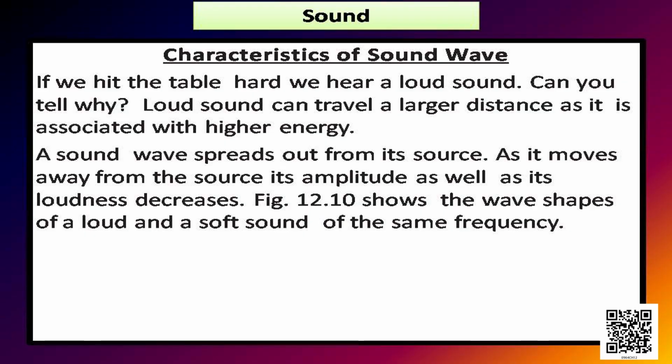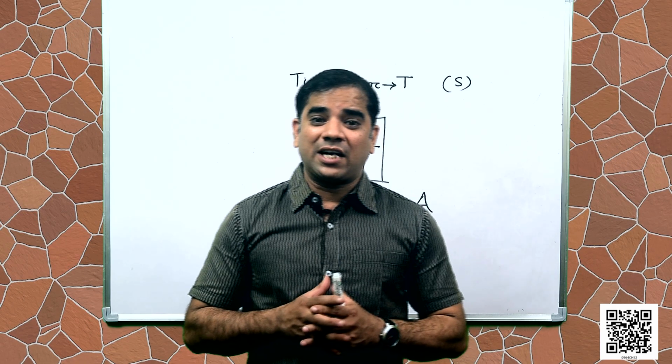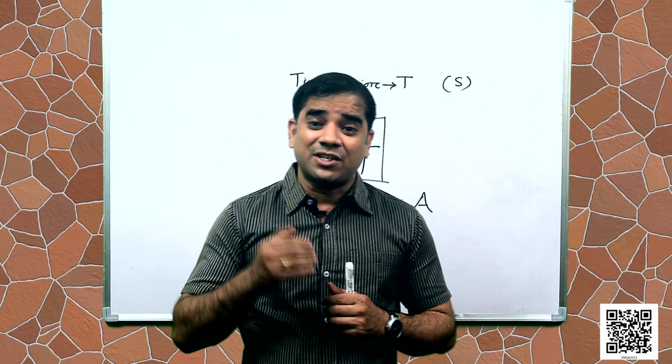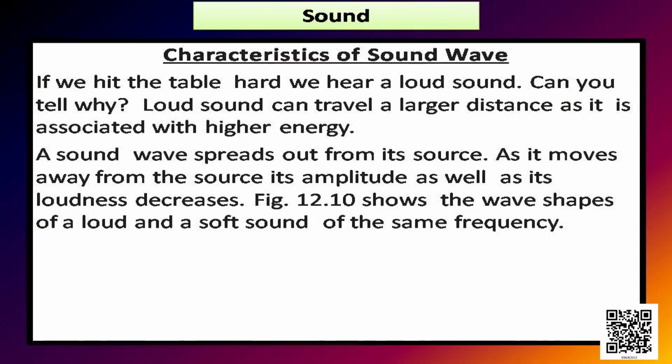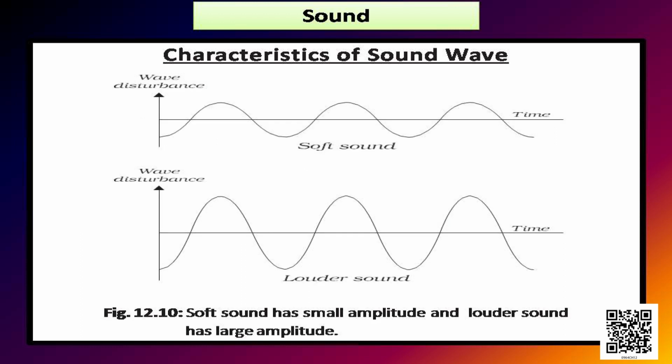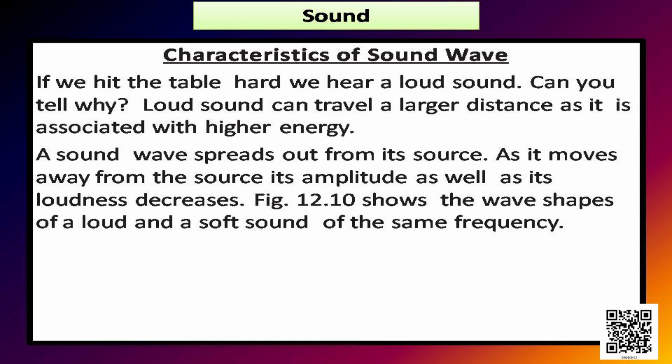Loud sound can travel a larger distance as it is associated with higher energy. When the sound gets more energy, it travels more distance. A sound wave spreads out from its source. As it moves away from the source, its amplitude as well as its loudness decreases. Figure 12.10 shows the wave shapes of a loud and a soft sound of the same frequency.